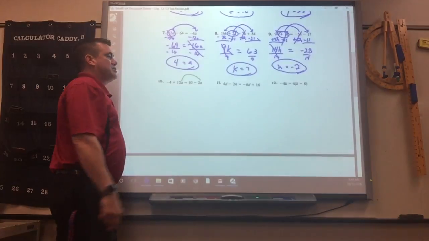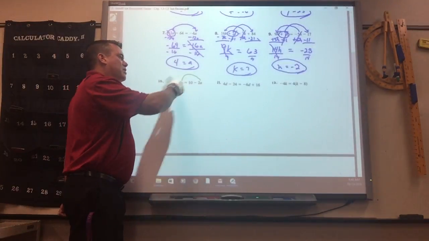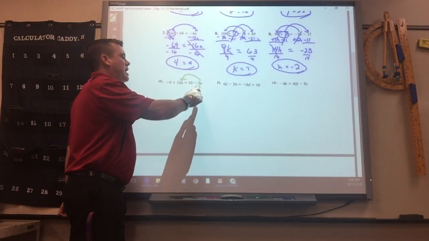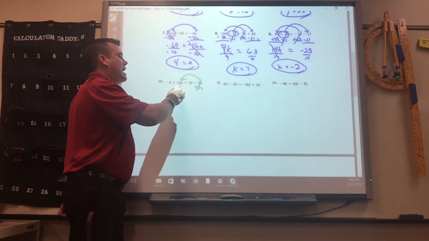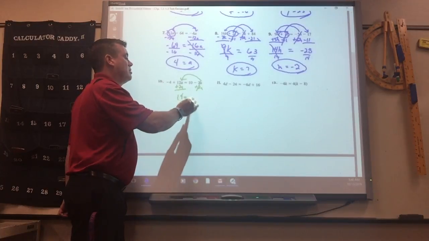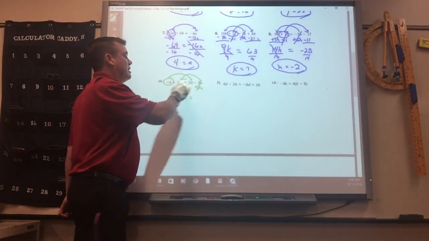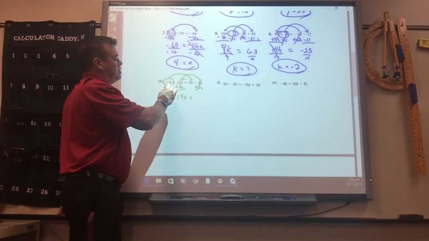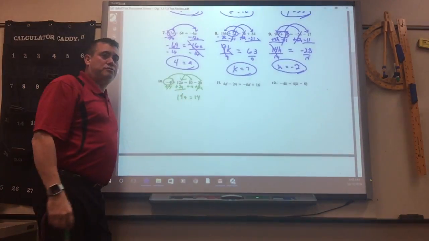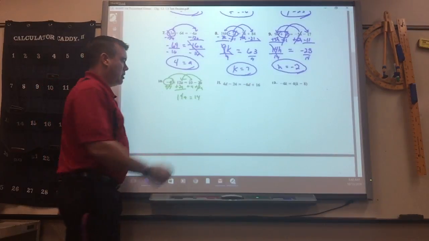Here the a is on each side. So again, it doesn't matter which one you move. I'm going to move this one over here. It's a minus, so add it, and you'd get 14 a's on the left. So get the non-a's to the right. It's a minus, so to get rid of it, you'd add it. 14a equals 14, so a is equal to 1.